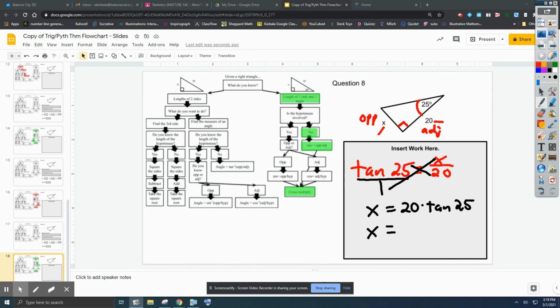And again, rounded to the nearest tenth, about 9.3 would be the length of this side over here. And again, not degrees. These are just units for now, but they could be centimeters or inches. They're lengths, not degrees.